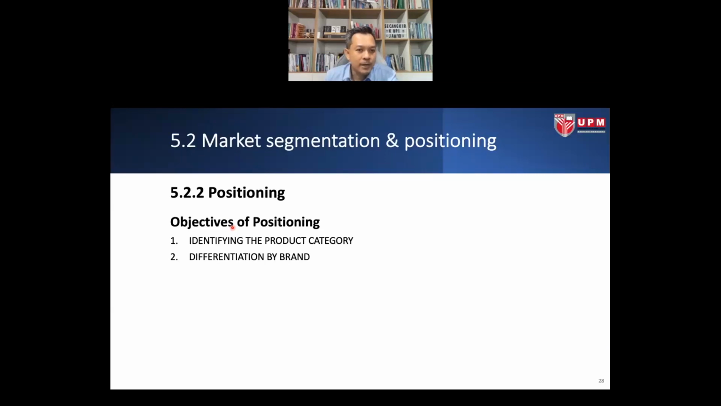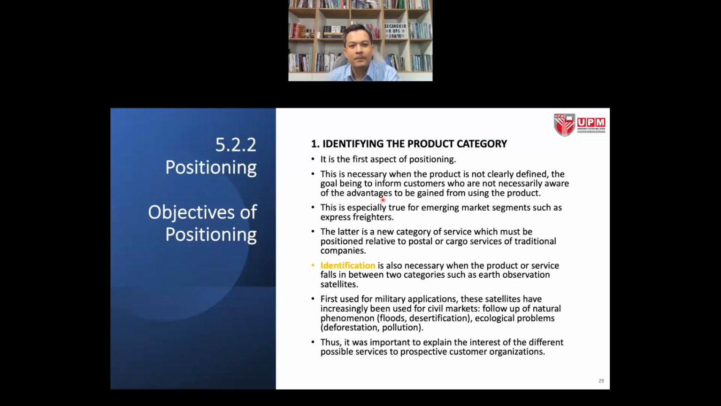So there are only two objectives of positioning. The first one is identifying the product category, and the second objective of positioning is basically to differentiate by brand. What is identifying the product category? It is the first aspect of positioning, right? It is necessary when the product is not clearly defined. So the goal is to inform customers who are not necessarily aware of the advantages to be gained from using the product. This is especially true for emerging market segments, such as express freighters.